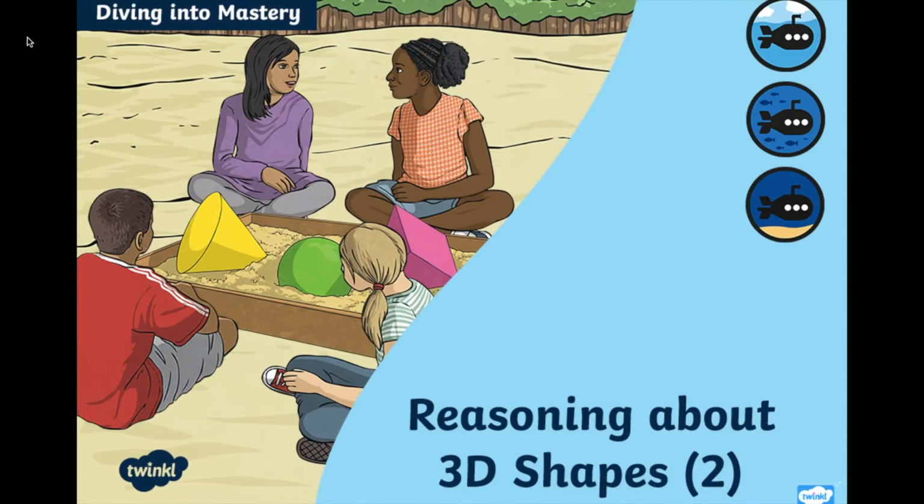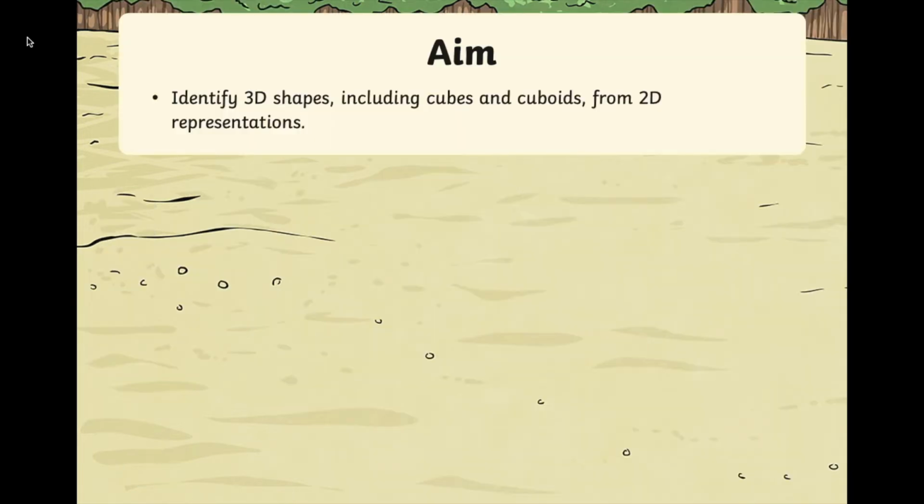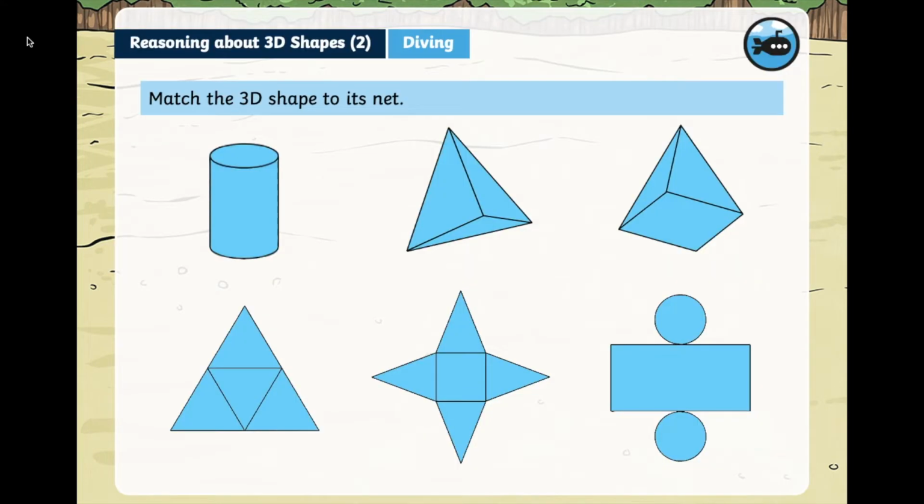In today's lesson, we are carrying on with the topic of 3D shapes, so let's get into it. So again, we are looking at reasoning about 3D shapes today. And hopefully by the end of this you'll be able to identify 3D shapes including cubes and cuboids from 2D representations. So firstly it's asking us to match the 3D shape to its net.